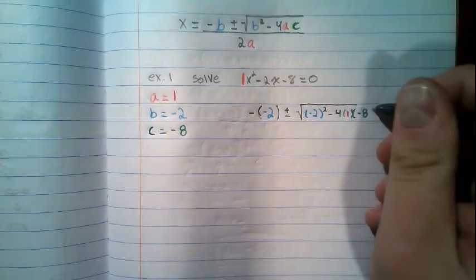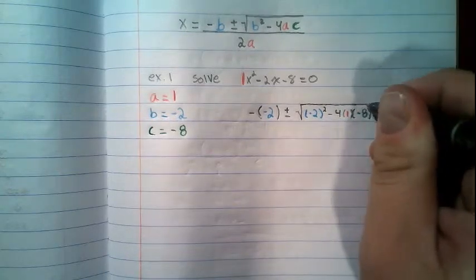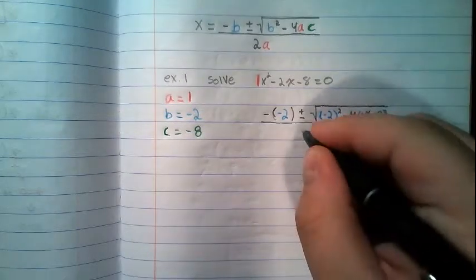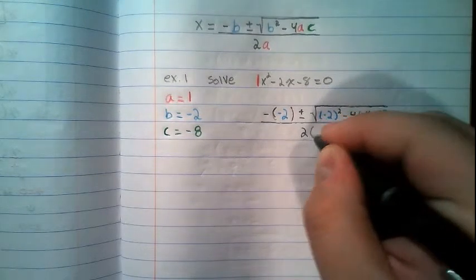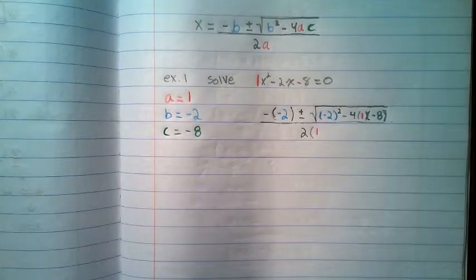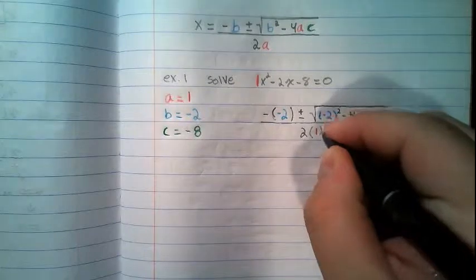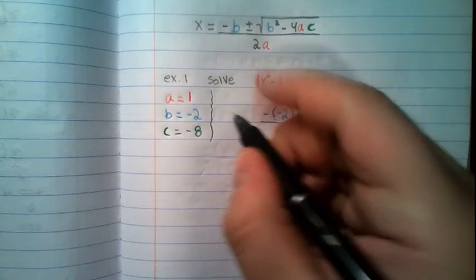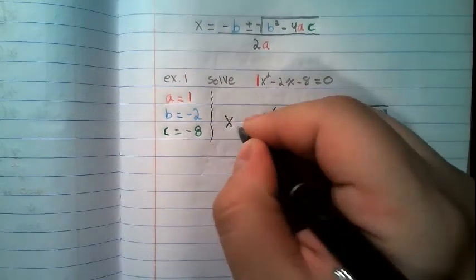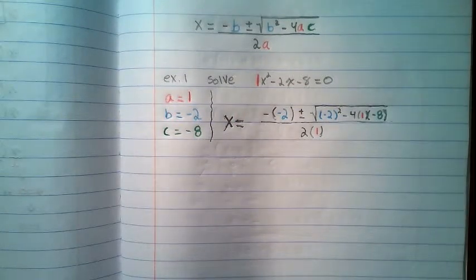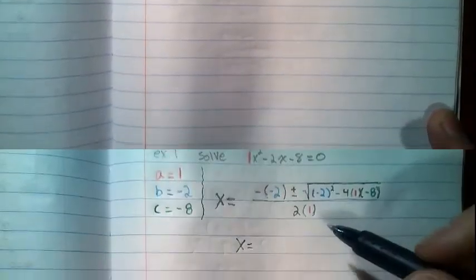Close the parentheses, and that's all over 2 times a, which is 1. And I kind of forgot the most important part. It's x equals, right? And the process we go through is just doing the math out, really.